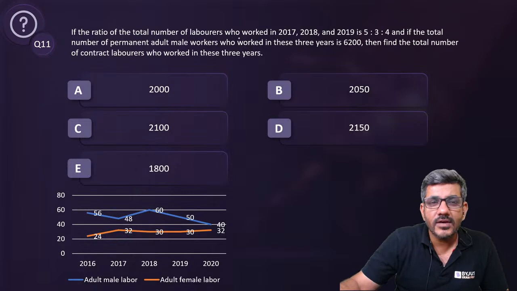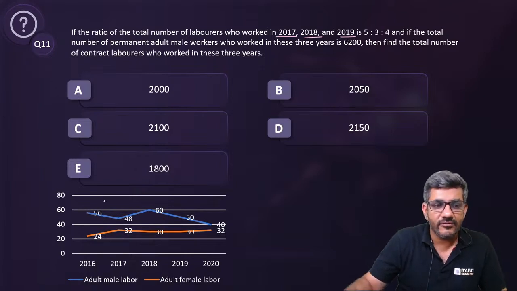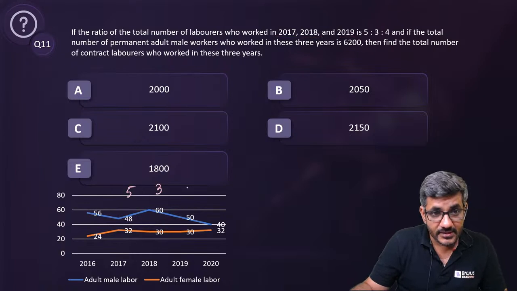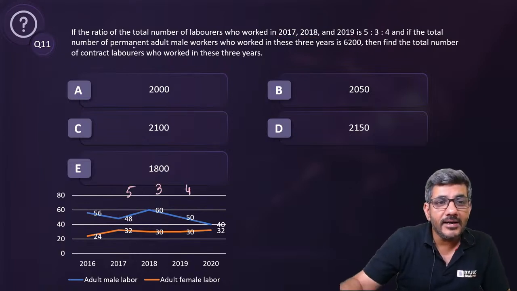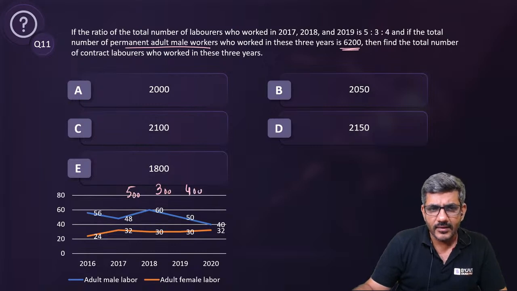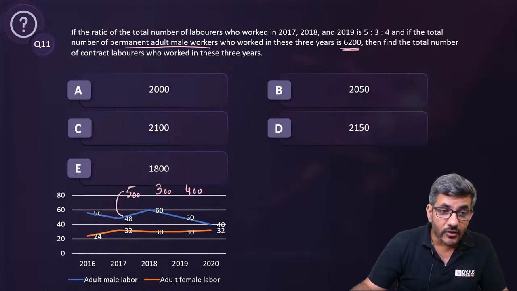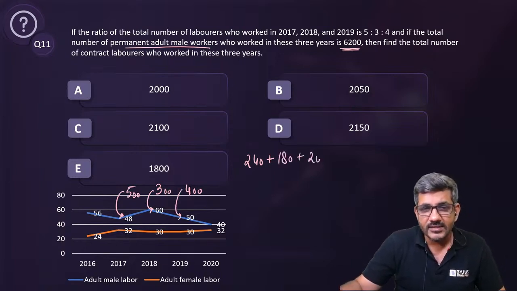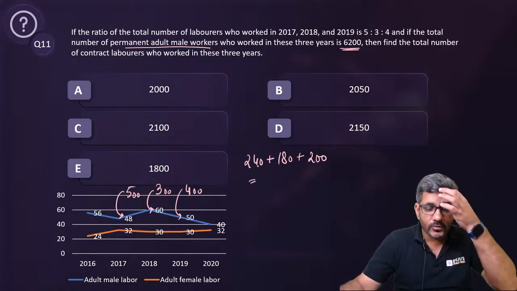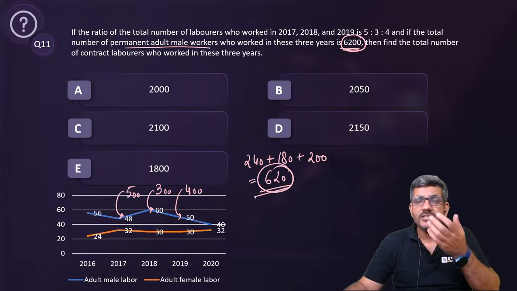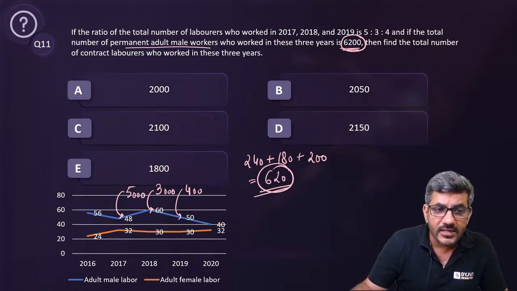If the ratio of the total number of laborers who worked in 17, 18 and 19 is 5:3:4, and if the number of permanent adult male workers who worked in these 3 years is 6,200. So let us say there are 500, 300 and 400. So what is the number of adult male laborers? It is 48% of 500, that is 240, plus 60% of 300, that is 180, plus 50% of 400, that is equal to 200. This comes out to be 620. But the question says they are 6,200. So I just need to multiply them by 10. They are 5,000, they are 3,000, they are 4,000.